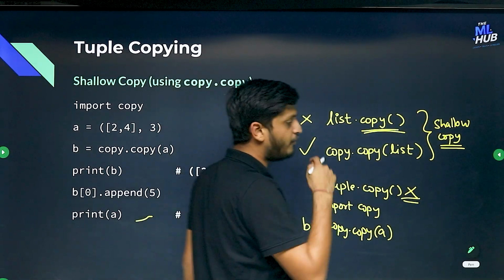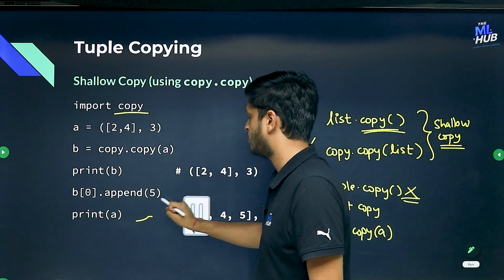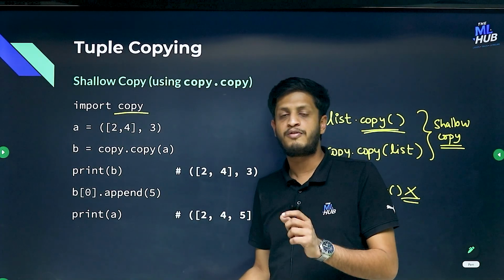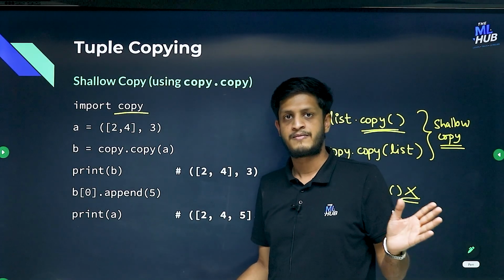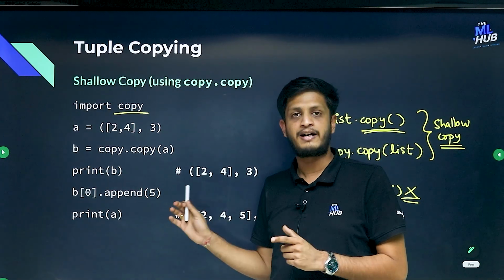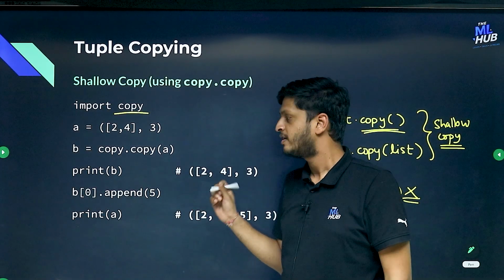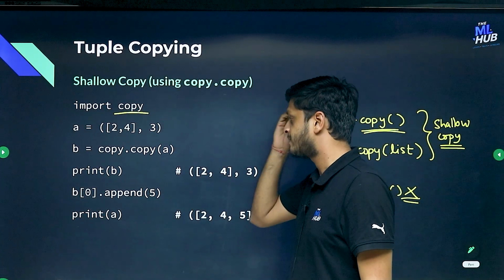So now how will it work? Firstly we will import the copy library. Okay. Again, remember that the dot copy function on a tuple does not exist directly. It is only applicable for list. So you cannot create a shallow copy using the dot copy function on a tuple directly. That is not allowed. That is not there. So if you want to create a shallow copy, you have to use the copy library, copy.copy(a).